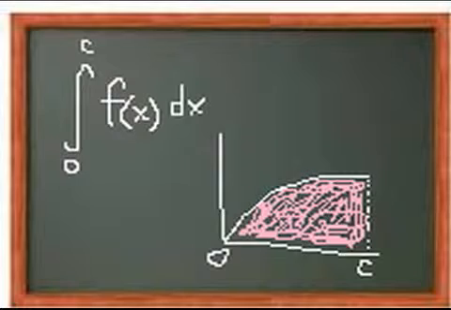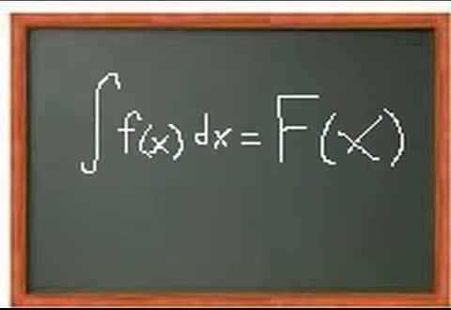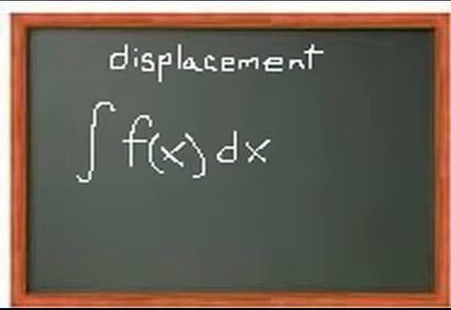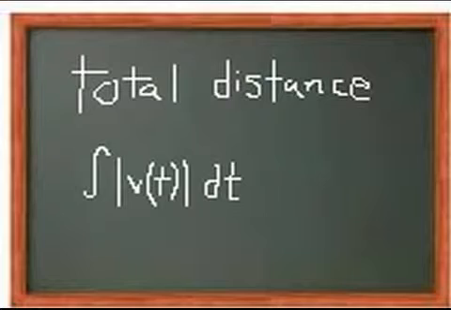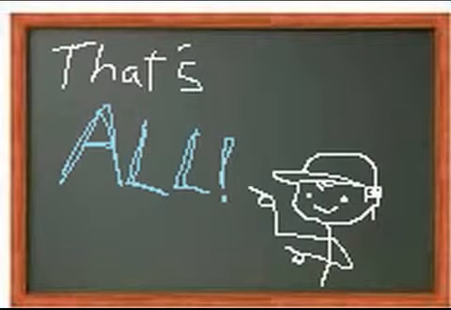Integrals represent area under the curve. They also demonstrate the antiderivative. The area under the curve of f is displacement. Initial plus the integral of f is position. Total distance traveled is the integral of the absolute value of velocity, and that's all.